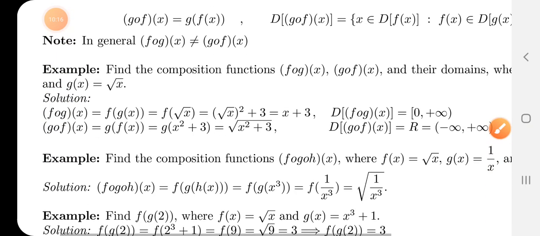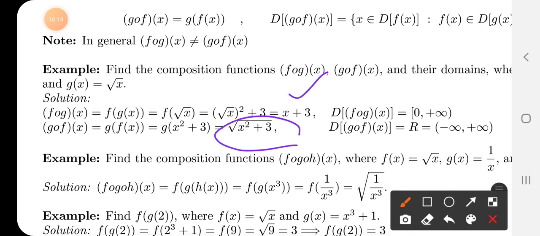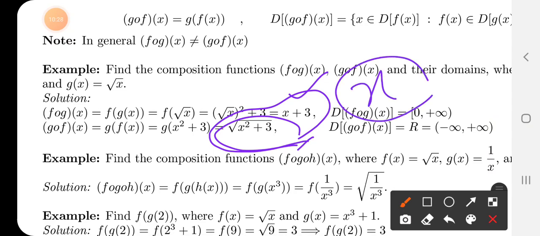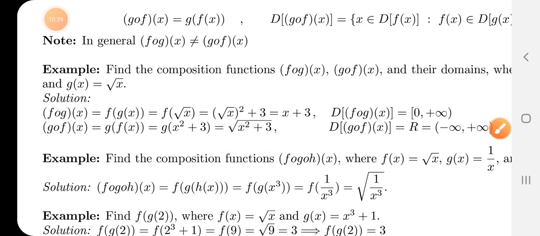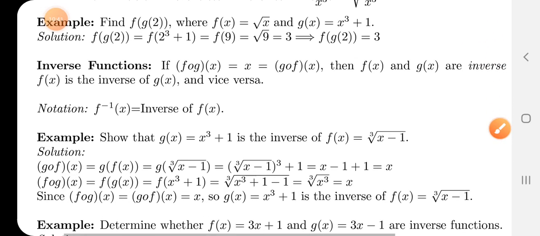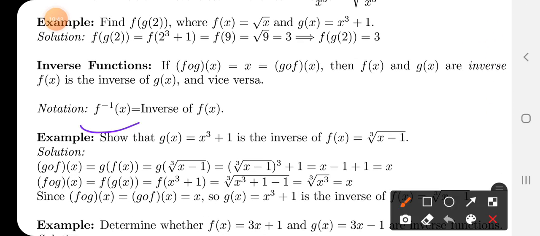Here in this example, this is x plus 3, but this one is the square root of x squared plus 3, so they are different. But if these two answers are the same, and not only the same but equal to x only, not x squared or 2x or anything else, only equal to x, meaning the input, whatever the input is, the output is also the same, then we can say that these two functions are inverses of each other.